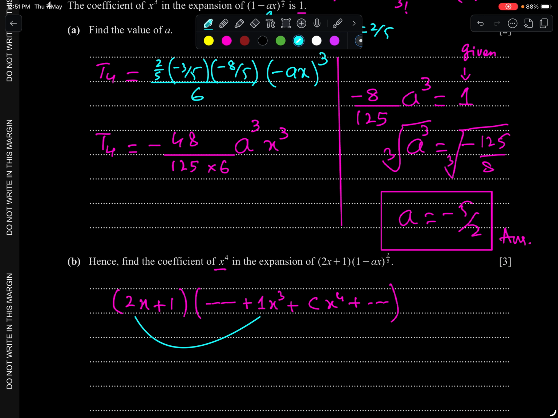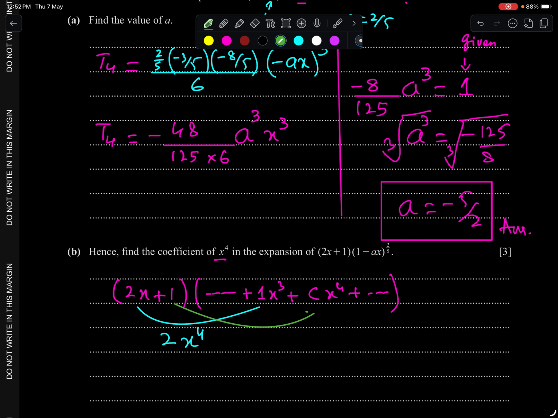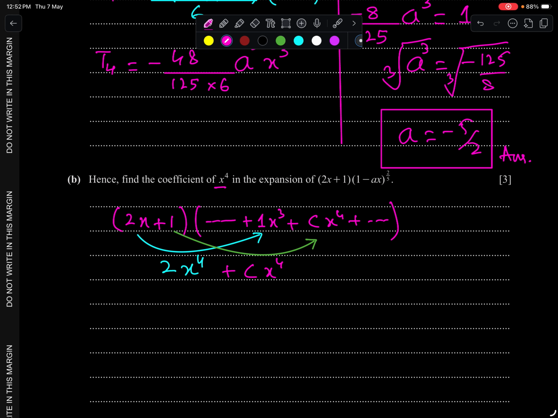Because when I multiply 2x with this, I will get x power 4. In fact, I will get 2x power 4. And when I multiply this 1 with this, I will get cx power 4. And the coefficient is 2 plus c. Now first I need c.